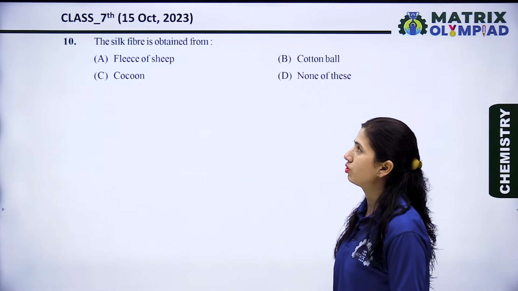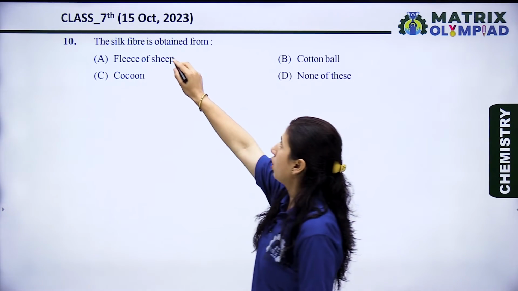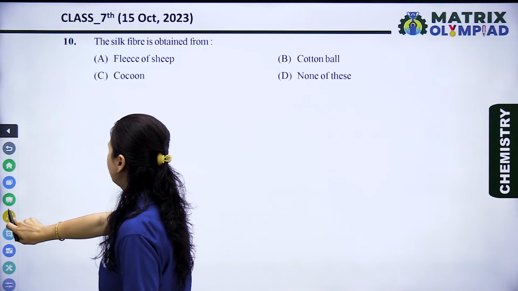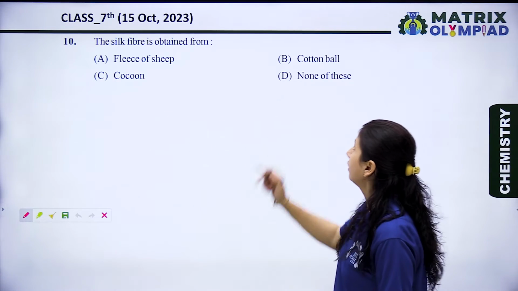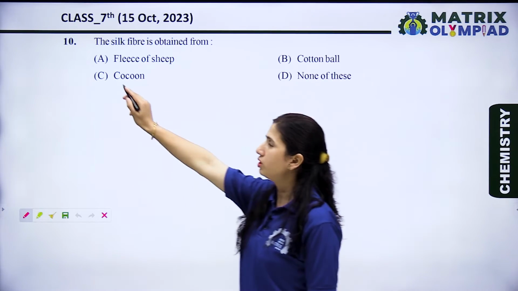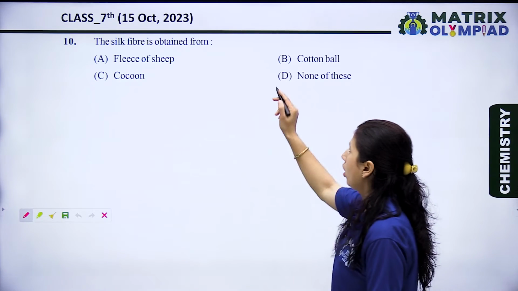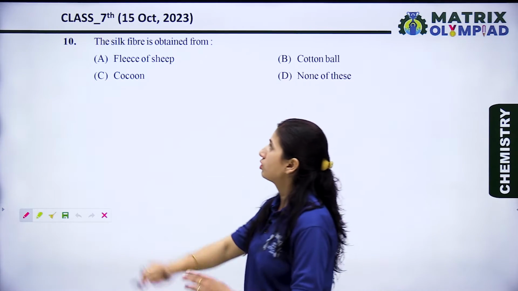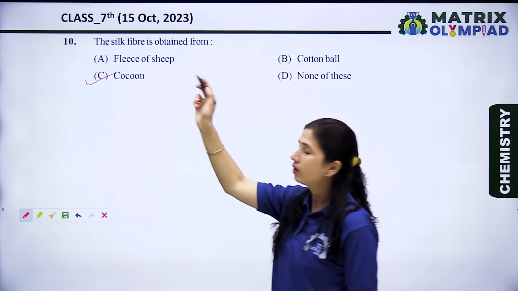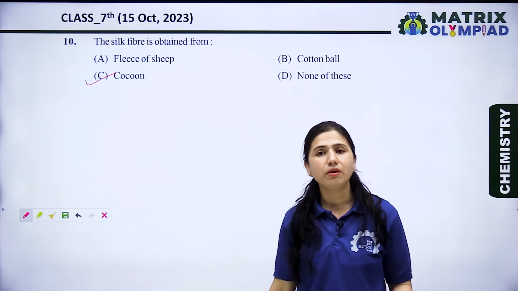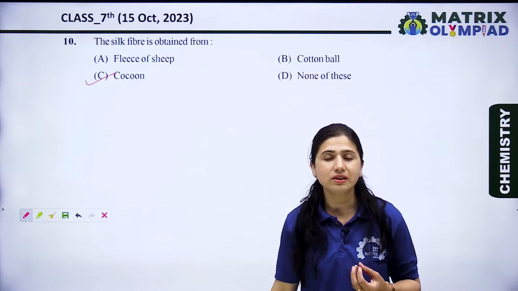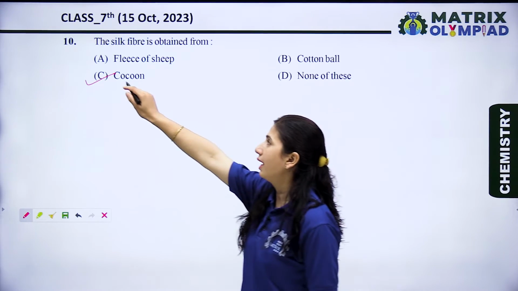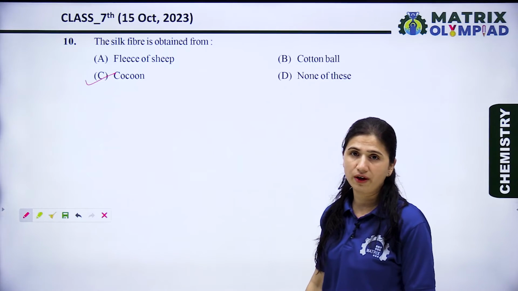Now see the next question. The silk fiber is obtained from option A, fleece of sheep, option B, cotton ball, option C, cocoon, and option D is none of these. The right option for this question is cocoon. First, the silkworm eats mulberry leaves and releases larvae, which are converted into cocoons, and this cocoon forms the silk fiber.